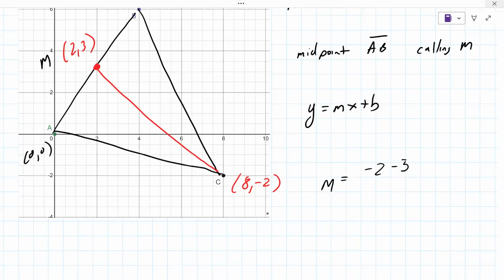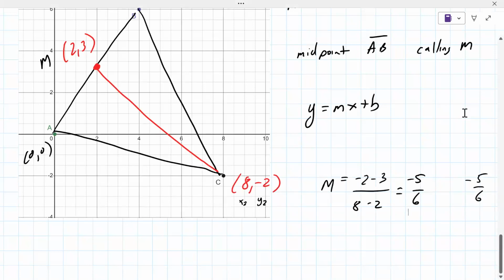Would it be 6/5? Or if you're not labeling, it could be 5/6. -5/6, yeah. Okay, let me just throw these in here. -2 minus 3 over 8 minus 2 is -5/6.